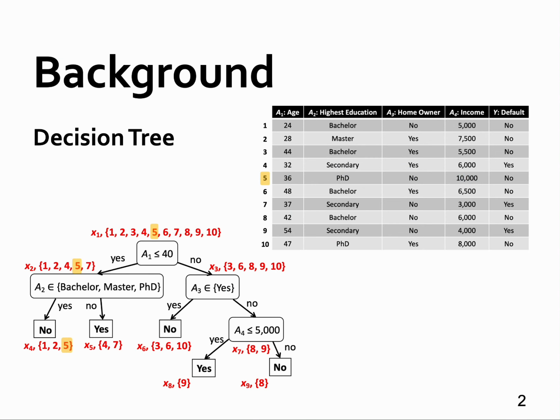First, let's review the concept of decision trees and tree ensembles. Here, we show a data table where each row follows a path from the root of the decision tree to a leaf node, which gives a predicted label. For example, record number 5 has A1 less than 40, so it goes to the left child, and since A2 is pitch D, it further goes to the left child, which is the leaf node that gives the prediction no. We can see that each node in a decision tree is associated with a subset of rows in the data table.